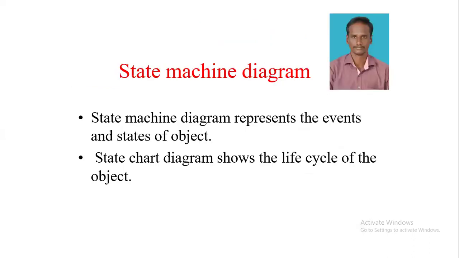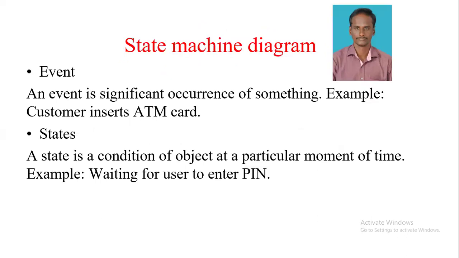Next one is the state machine diagram. The state machine diagram represents the events and states of objects. The state chart diagram shows the life cycle of the object. It has some components. First one is event. An event is a significant occurrence of something, for example, a customer inserts an ATM card. Next, state.